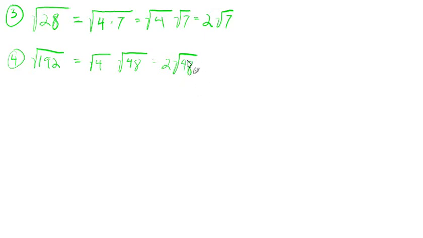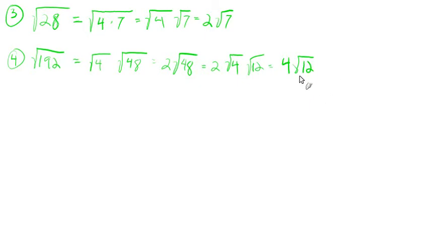Can we split this into factors so that one of them will be a perfect square? Well, yes, we could do this as 2 times the square root of 4 again. This is a factor of 4 times the square root of 12. So then the square root of 4 is 2. So we have 2 times 2. 2 times 2 is 4. So now that is 4 times the square root of 12.